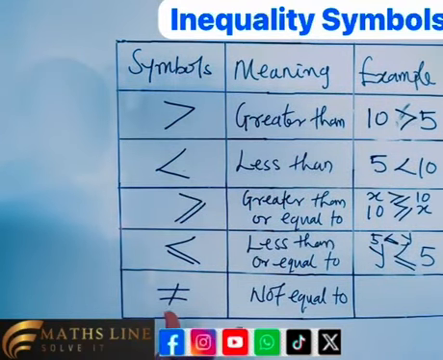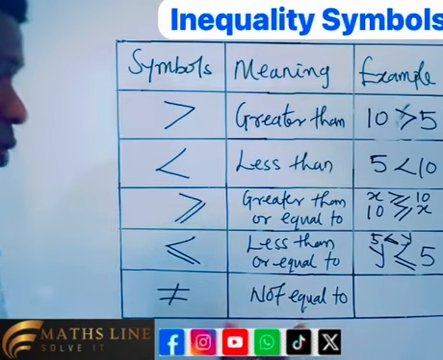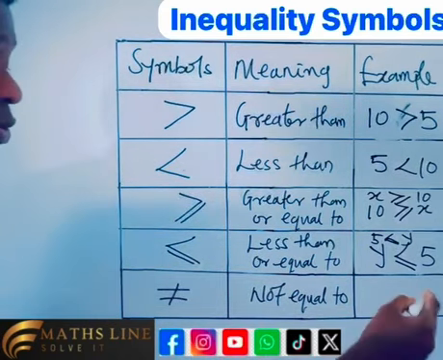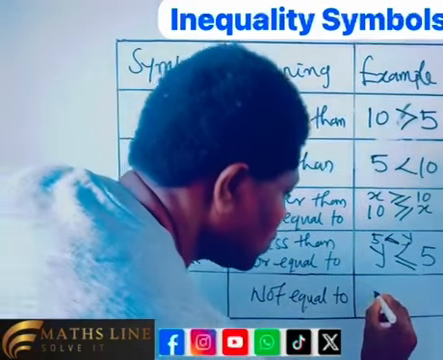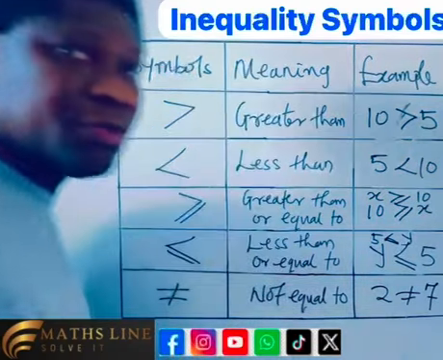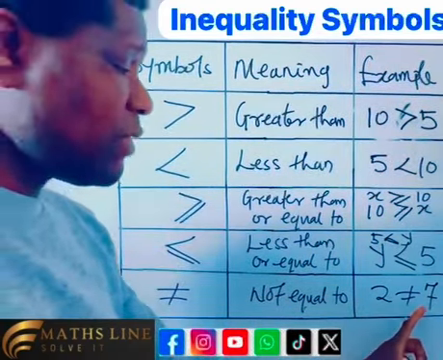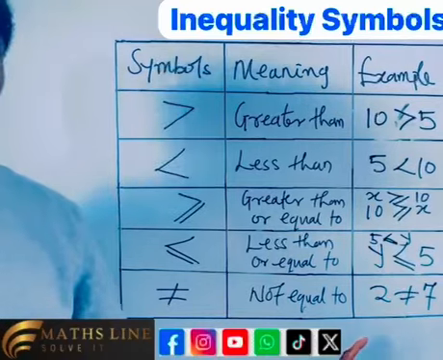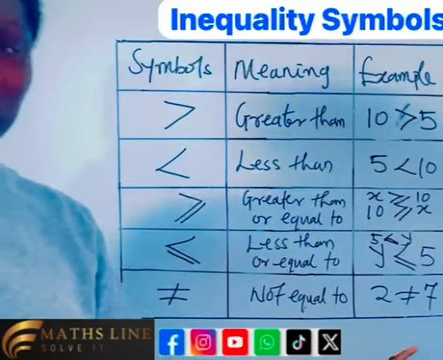The last one we have here is the not equal to sign. If we want to express this, we can say that 2 is not equal to 7. The reason behind this is that 7 is actually greater than 2, so 2 cannot be equal to 7.